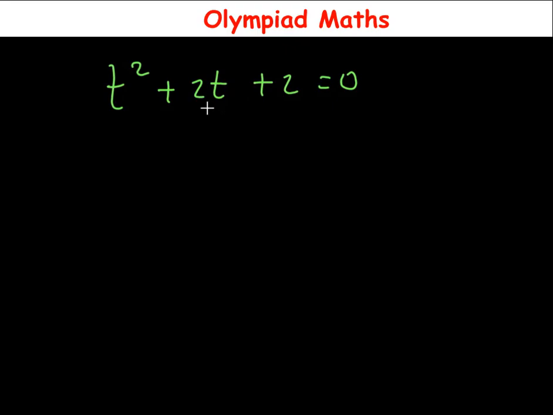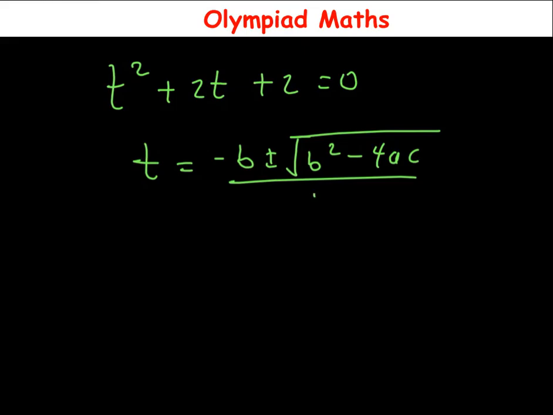To then solve for t, we're also going to make use of the quadratic formula. So, with respect to t, the formula is given by t is equal to minus b plus or minus square root b squared minus 4ac all over 2a. And in this case, the value of a is the coefficient of t squared, which is 1. The value of b is the coefficient of t, which is plus 2, while the value of c is equal to the constant, which is plus 2.